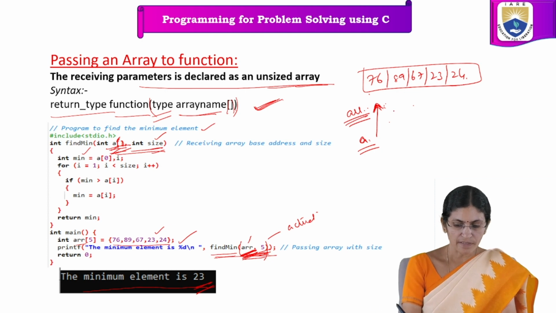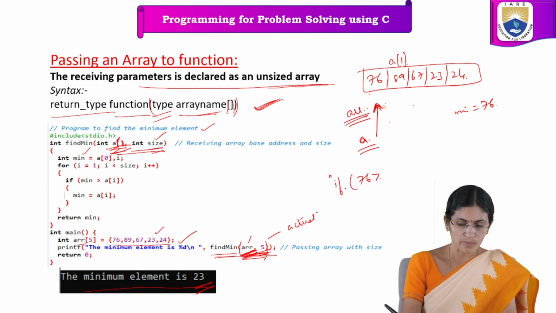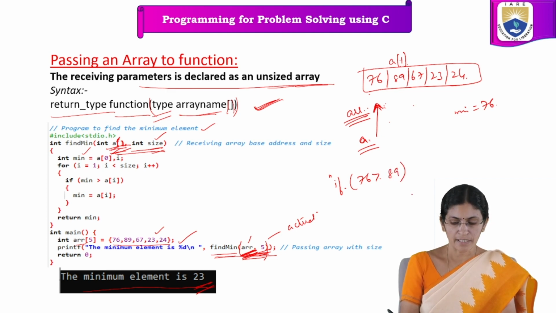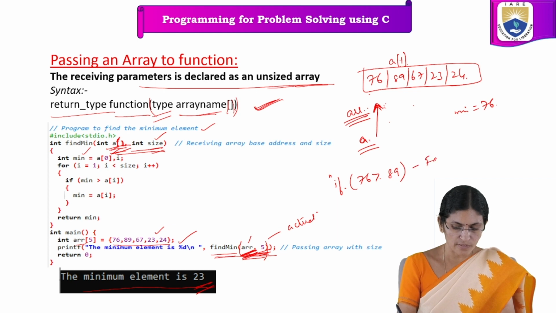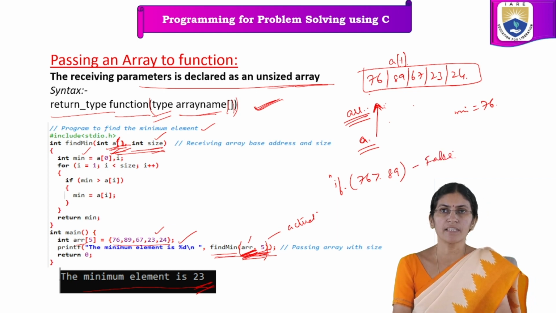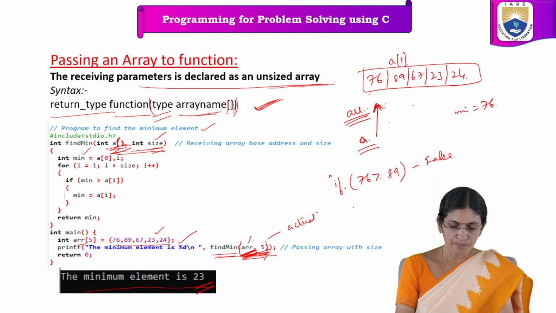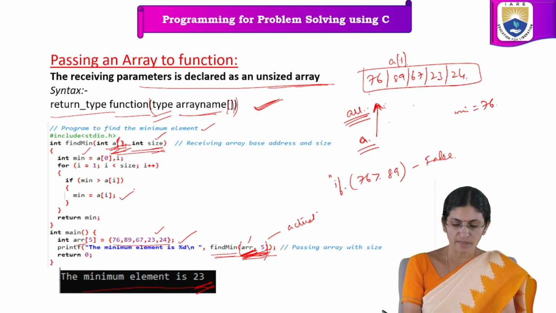So here we have assigned the value of the first element of the array to the min variable. Now min is equal to 76. After that, it is checking the condition. There is a conditional statement here. If min is greater than A of I, so I is equal to 1 now. A of 1 is 89. Is 76 greater than 89? It is false. So this line will not be executed.